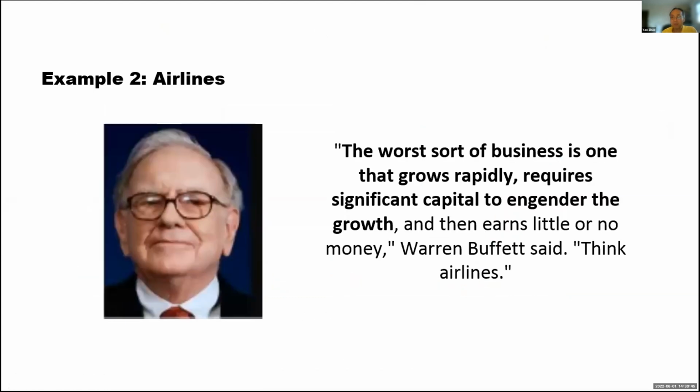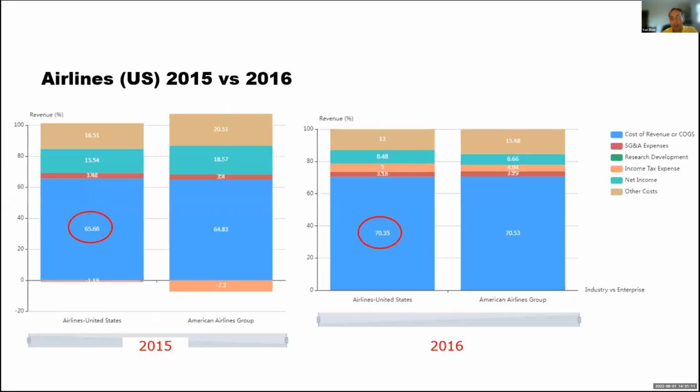And my second example is the airlines. We know the airlines got hit hard by the pandemic, but even before that, actually they were in trouble. And you probably know the famous quotation by Warren Buffett on the airlines. He said the worst sort of business is one that grows rapidly and requires significant capital to inject on the growth, and then makes no money. And why did he say that? If you look at data, you understand.